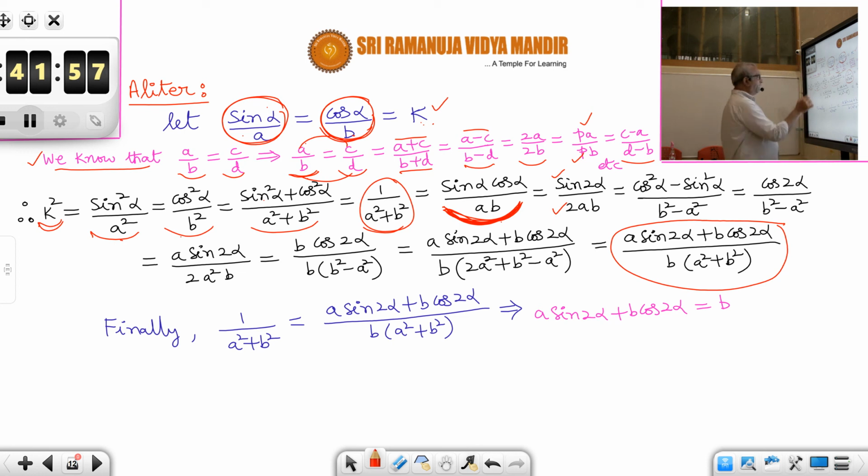Next, subtracting here. Cos square minus sin square, denominator b square minus a square. So that is what I have written. Cos square minus sin square, denominator b square minus a square. But cos square minus sin square is cos 2 alpha by b square minus a square.